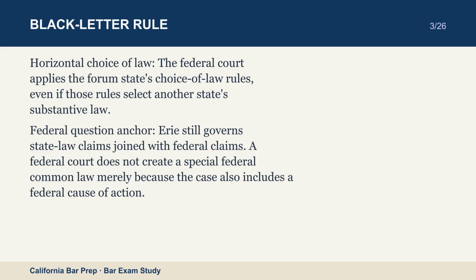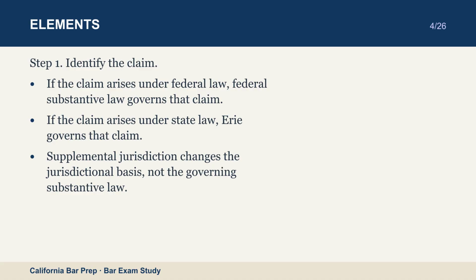Federal question anchor. Erie still governs state law claims joined with federal claims. A federal court does not create a special federal common law merely because the case also includes a federal cause of action. Step 1. Identify the claim. If the claim arises under federal law, federal substantive law governs that claim. If the claim arises under state law, Erie governs that claim. Supplemental jurisdiction changes the jurisdictional basis, not the governing substantive law.